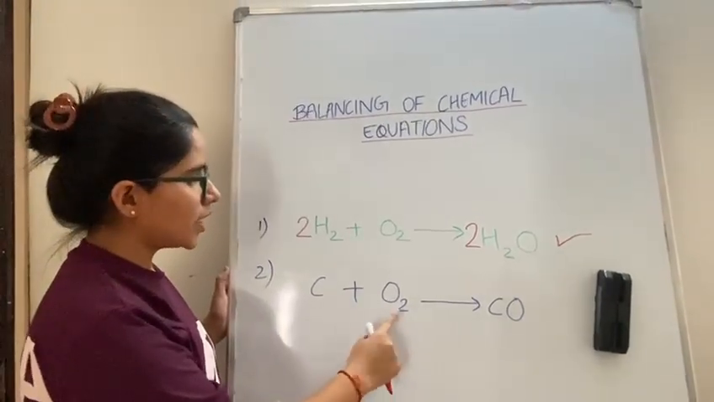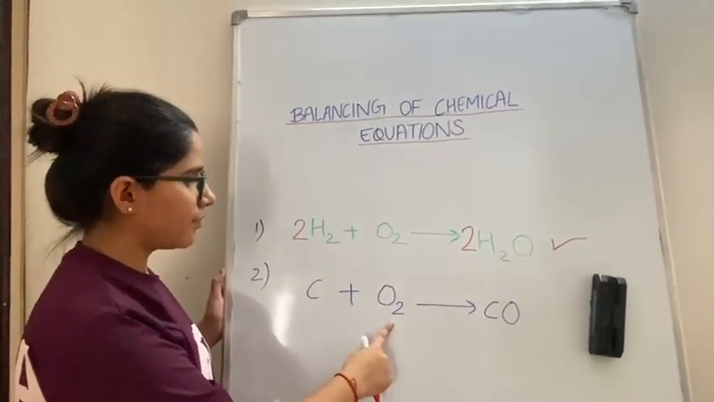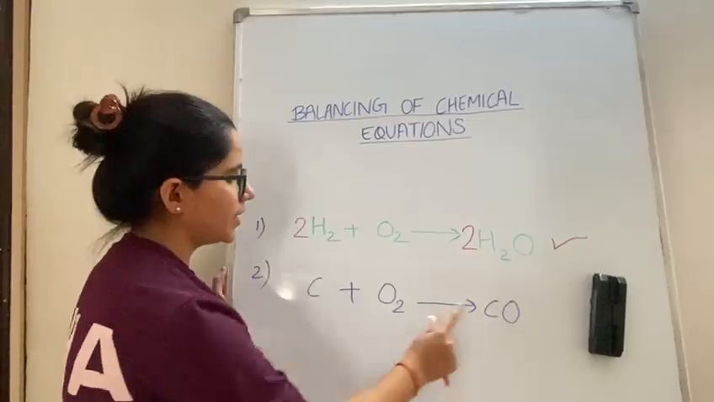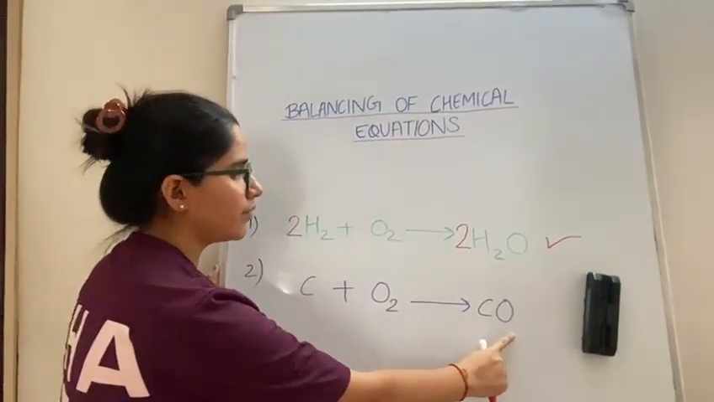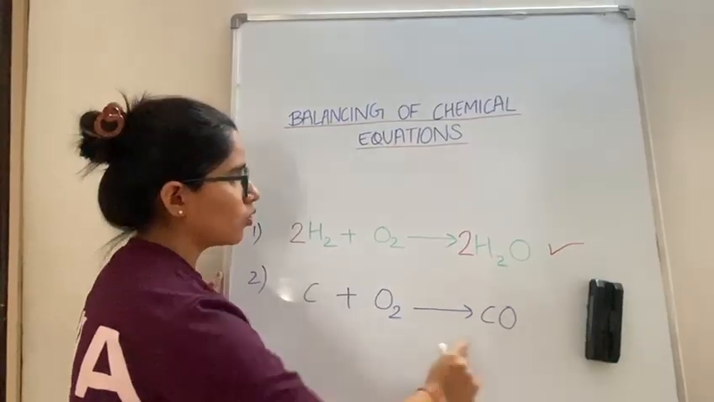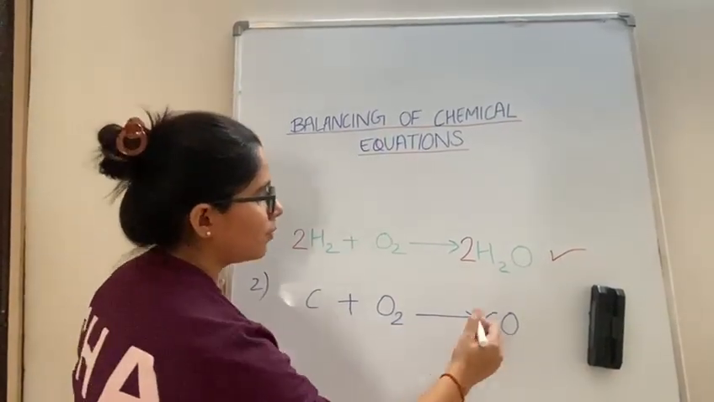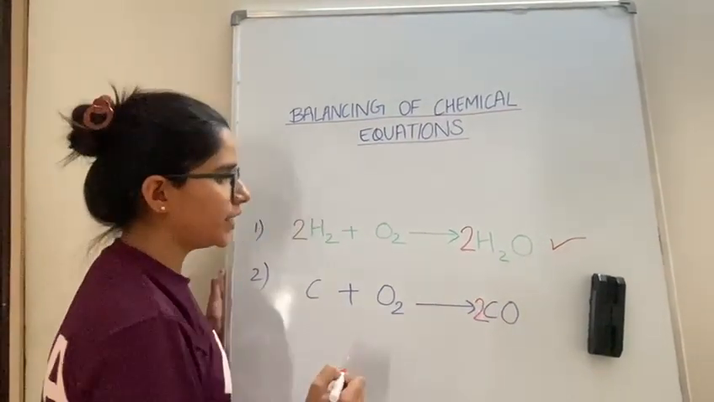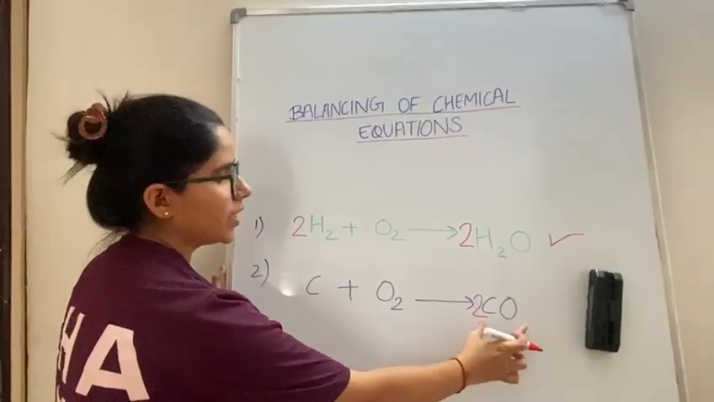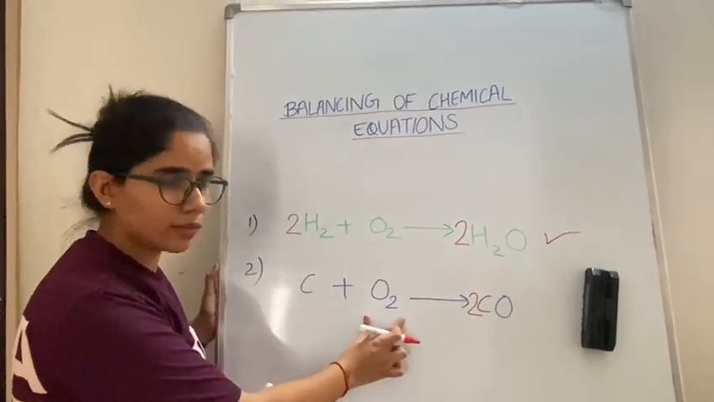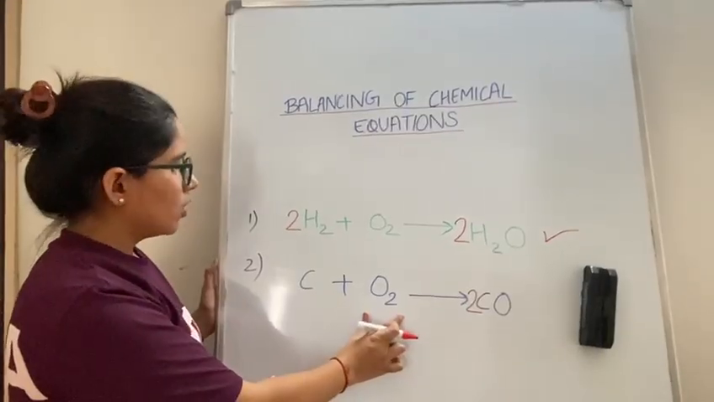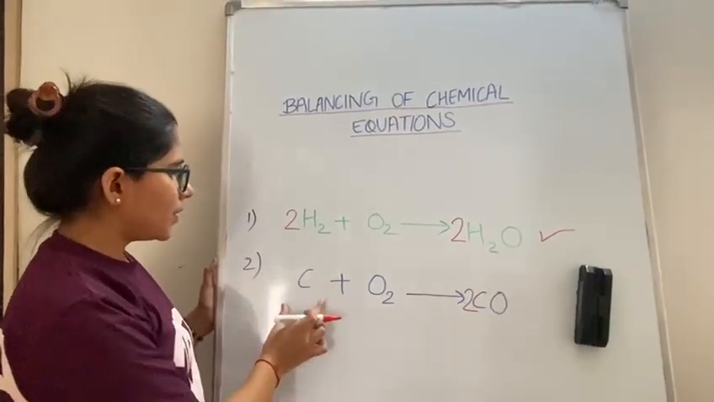Now I will check the number of atoms of oxygen on the left hand side and right hand side. Here I have 2 atoms of oxygen, and here I have only 1 atom of oxygen. So what do I need to do? Simply I will put 2 here to make it 2. So here I can see that I have 2 atoms of oxygen and here also I have 2 atoms of oxygen.